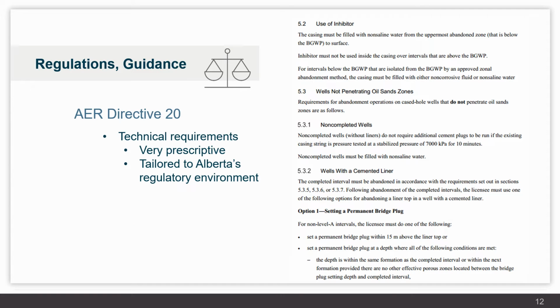Directive 20 contains instructions for permit holders, which in Alberta are known as licensees, that are decommissioning wells in Alberta. There are very specific prescriptive requirements in Directive 20, including things like plug placement, pressure testing, and a host of other factors that are involved in the process of well decommissioning. While Directive 20 is tailored to Alberta's regulatory environment, the technical principles from Directive 20 have been adopted for guidance for permit holders that are decommissioning wells in BC.